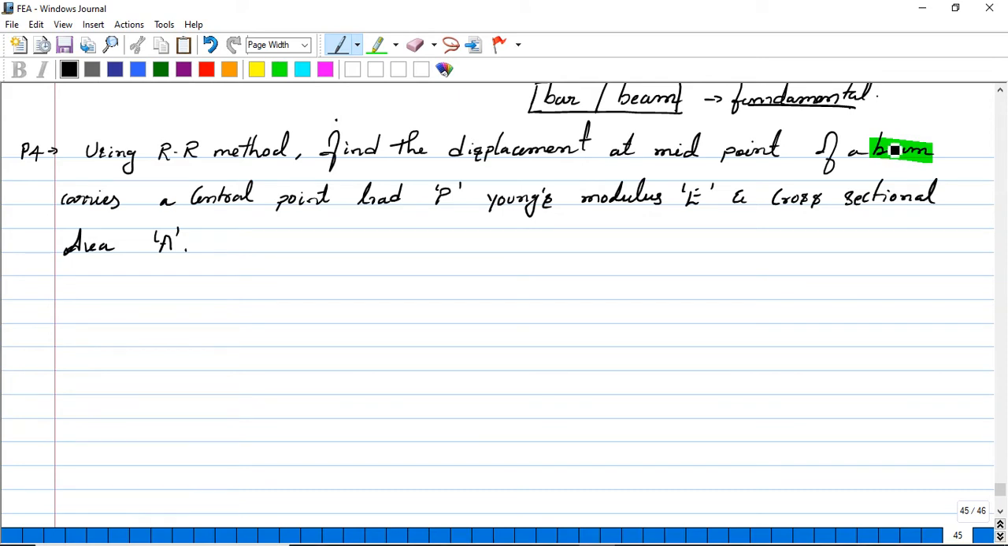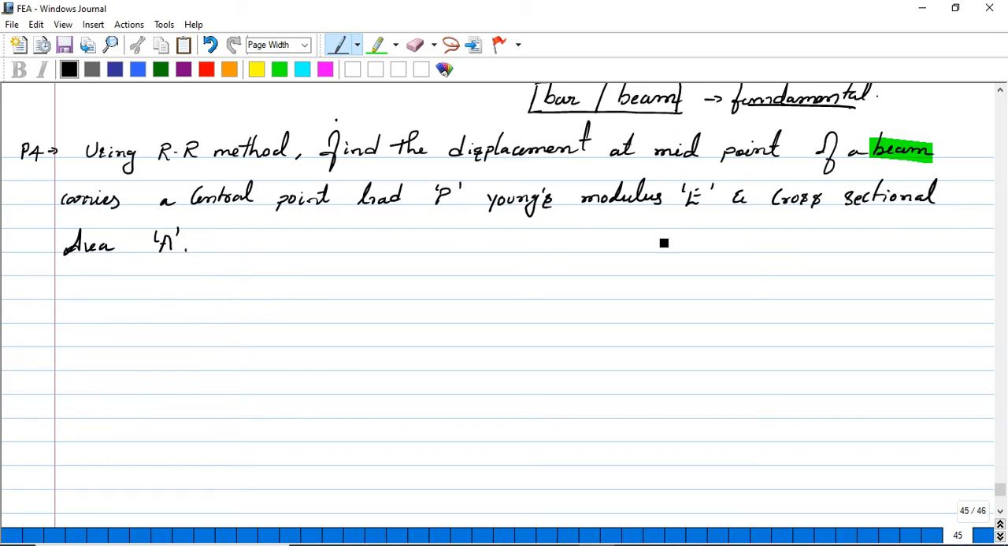We are considering a beam element which carries a central point load P, and Young's modulus is represented by E and cross-sectional area A. So there is no numerical value here. Finally we are going to end up with a relation, that is, an equation.